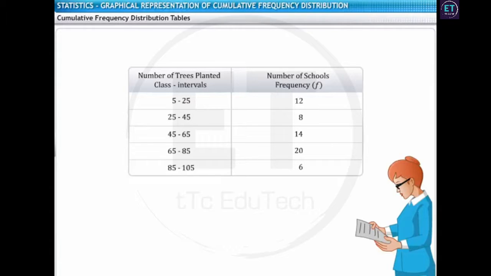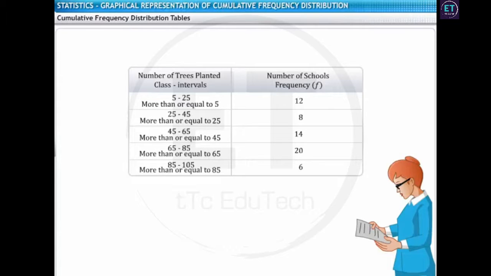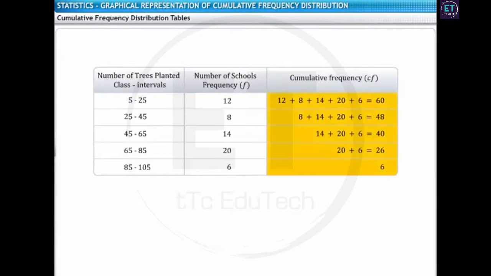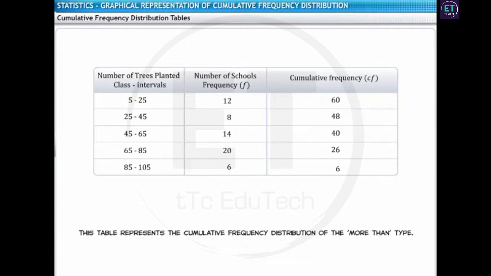Recall that you have learned to represent group data using bar graphs, histograms, or frequency polygons. Let's see another way of representing this data. First, class intervals are rewritten using lower class limits only. Next, their corresponding frequencies are adjusted as shown. Now, we have the cumulative frequency distribution of the more than type.